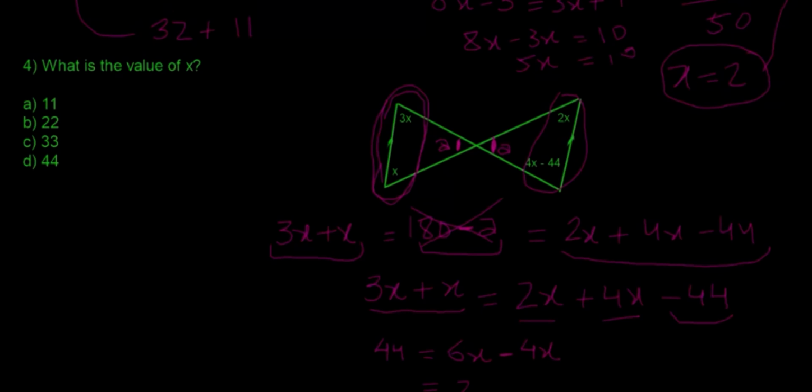Now, 6x minus 4x is 2x. 44. Divide both sides by 2. 44 divided by 2 would give me a 22. So the value of x is 22. All right, let's move on to the next question.